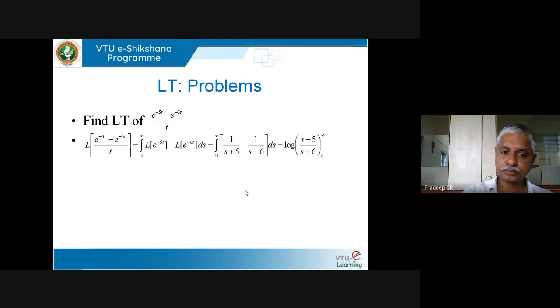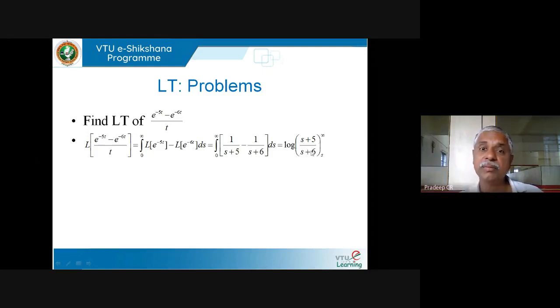So the Laplace of e power minus 5t minus e power minus 6t by t is log of s plus 5 by s plus 6, with s going from s to infinity. Now let's try to evaluate it. There will be some problems when you are trying to evaluate these limits. If I put s equal to infinity, I'll get infinity by infinity. Infinity by infinity is not even defined. So how do I do this?